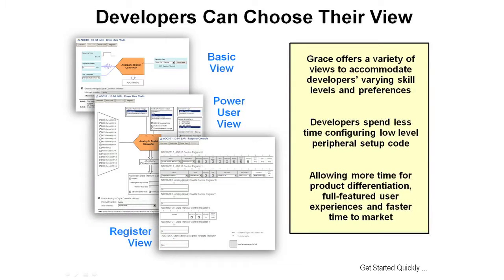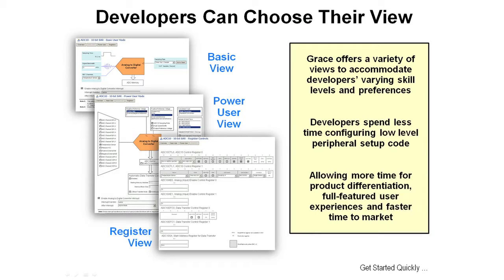So you as the developer get to choose the view of the peripheral that's most comfortable and most useful for you. It offers a variety of views, so it accommodates your skill level and preferences so that you spend less time configuring the low-level peripheral setup code and more time for the product differentiation that's going to matter to your customer. If you take a look in the upper left, you'll see the basic view.